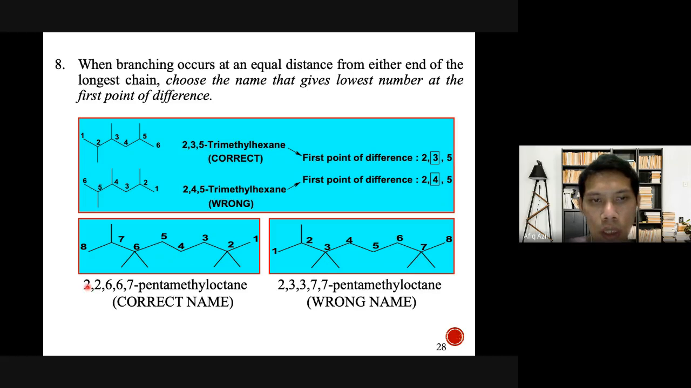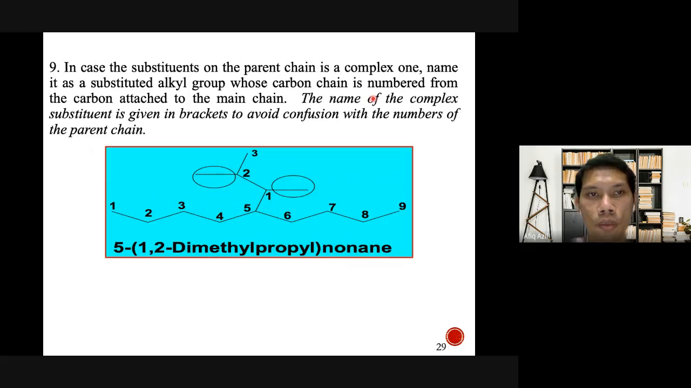The first is 2, the same. But the second one, here you can have 2, but on this side, the number is 3. So definitely choose this over this one. Always remember to give the lowest possible number at the first point of difference.